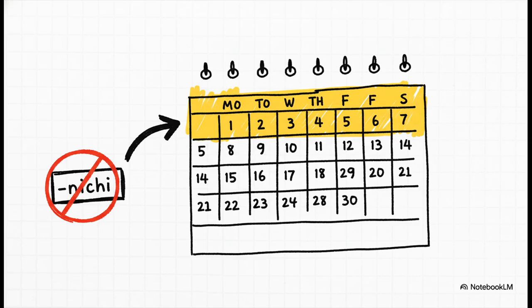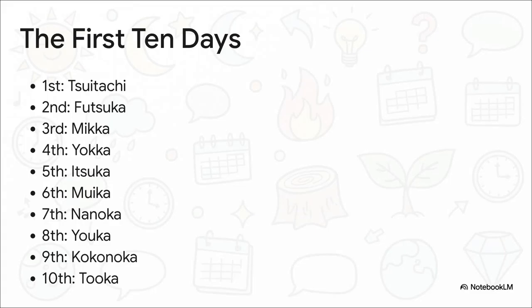Now, here's the most important rule you need to remember about these exceptions. The entire first chunk of the month, from day 1 all the way to day 10, they are all special. None of them use that nichi rule we just learned. Okay, so let's just run through them. The first is tsuitachi. Second, futsuka. Third, mika. There's the 4th, yoka. 5th is itsuka. 6th, muika. 7th is nanoka. The 8th is yooka. 9th is kokonoka. And the 10th is tooka.